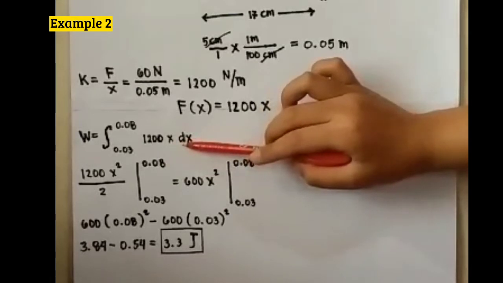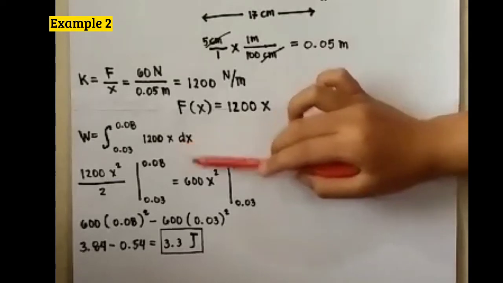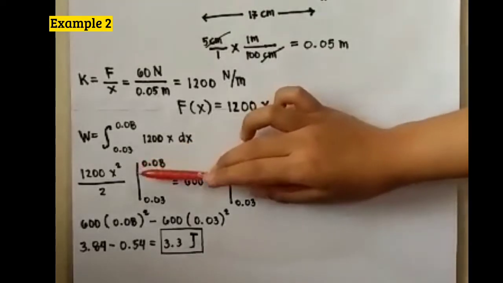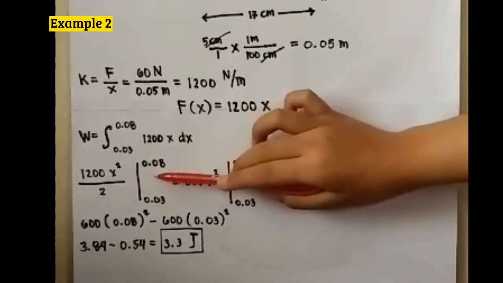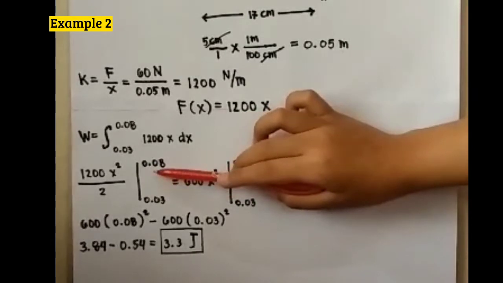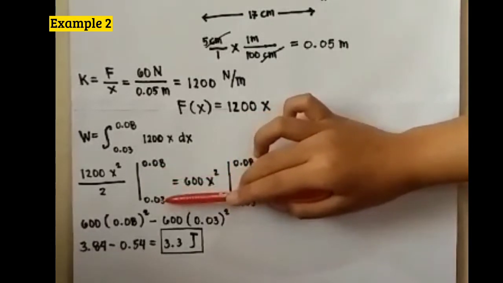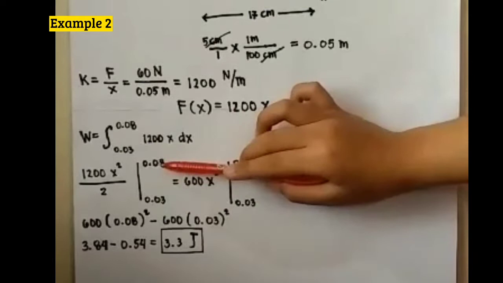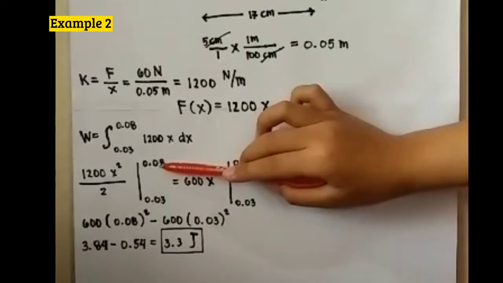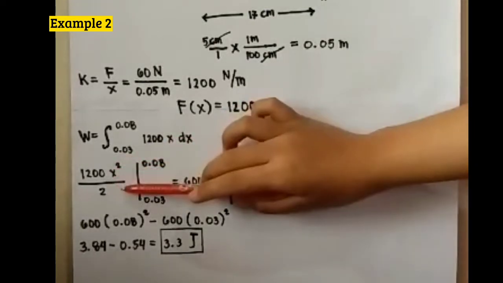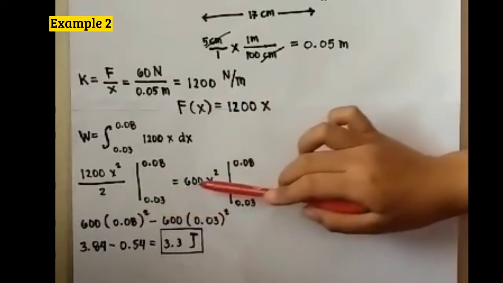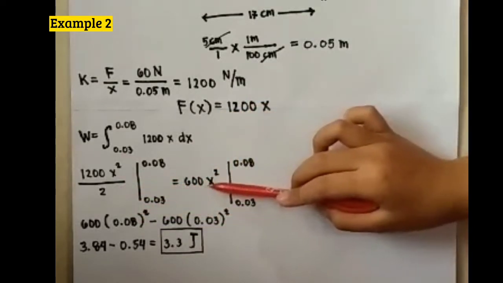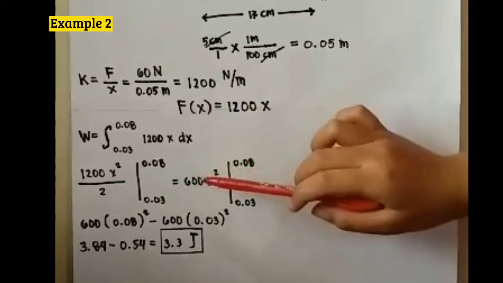So the antiderivative of x is x squared over 2, evaluated from 0.03 to 0.08, and 1200 divided by 2 is 600. So we have 600x squared.